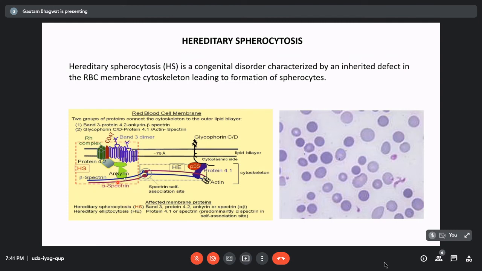So spectrin, ankyrin, and protein 4.2 are important in hereditary spherocytosis, and these form the band 3 protein complex. A defect in any one of these will lead to hereditary spherocytosis. On the other hand, a defect in protein 4.1 or spectrin will lead to hereditary elliptocytosis. But here we are focusing on hereditary spherocytosis. So this band 3 is important, as we will come to in the next slides.